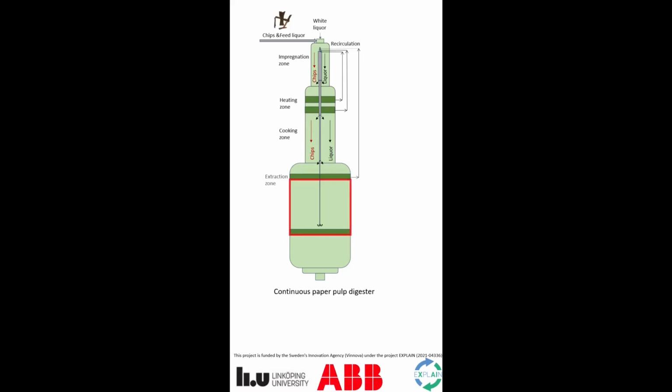In the countercurrent washing zone of the digester, cold and diluted wash liquor is injected at the bottom of the digester to slow down the delignification reaction and extract remaining liquor from the chips while preserving the fiber properties. Finally, the cooked pulp is extracted from the bottom of the digester.